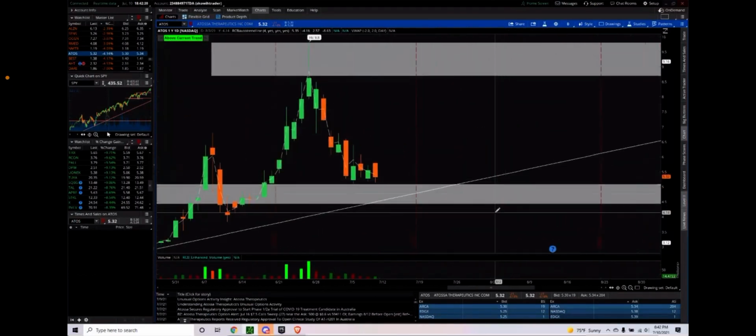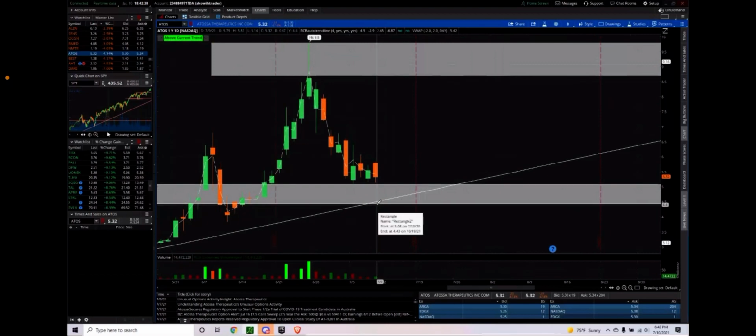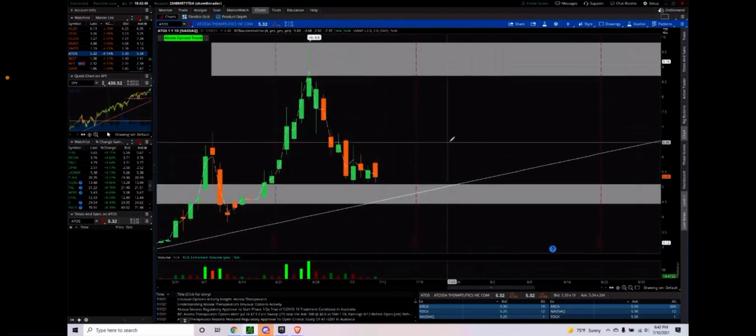And if you want to take this trade, this is probably not a bad spot to buy. You'd say, okay, $8.70, that's my supply zone, that's where I'm going to sell. And $4.40 is below my demand zone, that's where I will sell. So that's a pretty good trade opportunity.